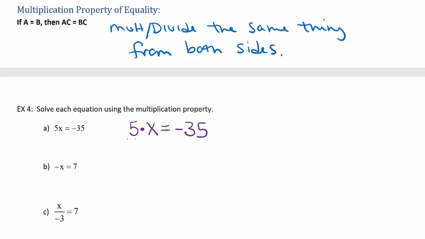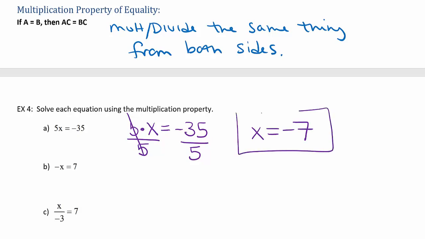So to get rid of that 5, the opposite of multiplying is dividing. So I'm going to divide both sides by 5. 5 divided by 5 is 1, and that leaves me with a 1x equals negative 7.